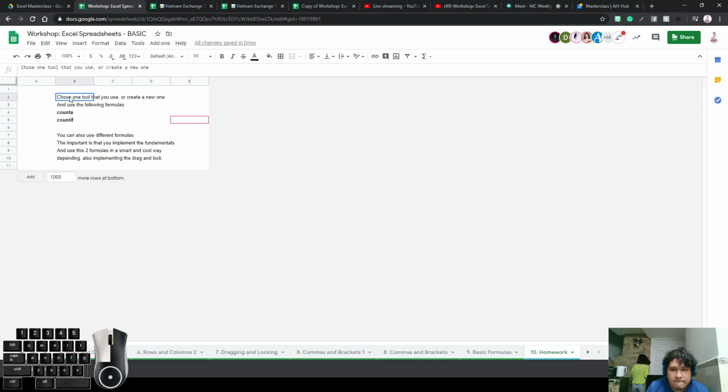The homework, you can read it here later. It's very simple. I just want you to implement the COUNTIF and COUNTA in any of your tools. So you can implement however you want, or if you don't like it, you can just create a new spreadsheet. So if you don't have a spreadsheet right now, you can create a new one, and then you can implement it. And I'm gonna send you instructions in the email on how you can send me the homework. And just try, just have some fun.